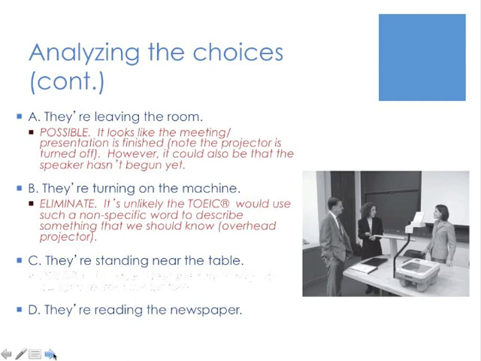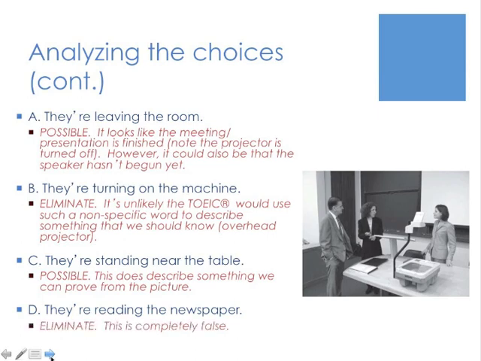Okay, the next one. Well, we do notice that this is something we can prove from the photo. All of them do seem to be fairly close to the table that's included in the photo. So in this case, we think this one's possible. Let's keep it. And the last one, they're reading the newspaper. Well, let's think about the potential trick that's included here. If you look on the table for a moment, there does seem to be something that you would read. But again, this is most likely an agenda or a prospectus or notes from a presentation, something that would definitely not be a newspaper. So in this case, we can eliminate this one as well.